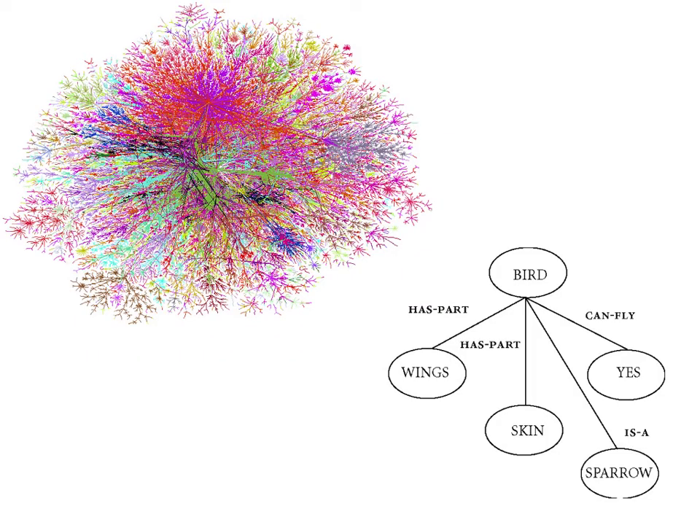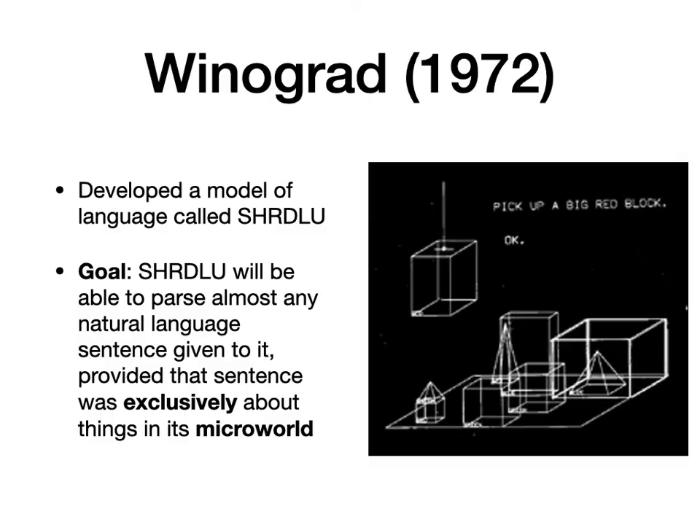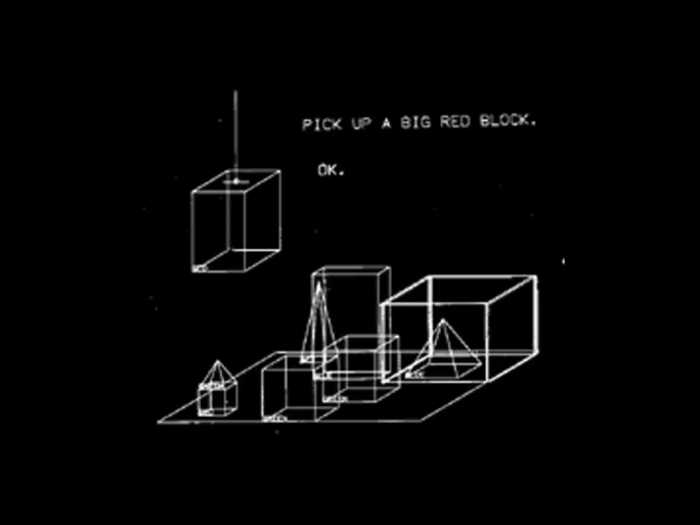So visually, breaking down from a huge set of all possible words to a handful of concepts that have different properties, right? So this is where SHRDLU is born. So Winograd in 1972, yeah, we're rolling through history. Terry Winograd developed a model of language called SHRDLU. So the goal of the model was SHRDLU should be able to parse almost any natural language sentence given to it, provided that that sentence only refers to things that are in the micro world that it lives in as well. To zoom that in a little bit.